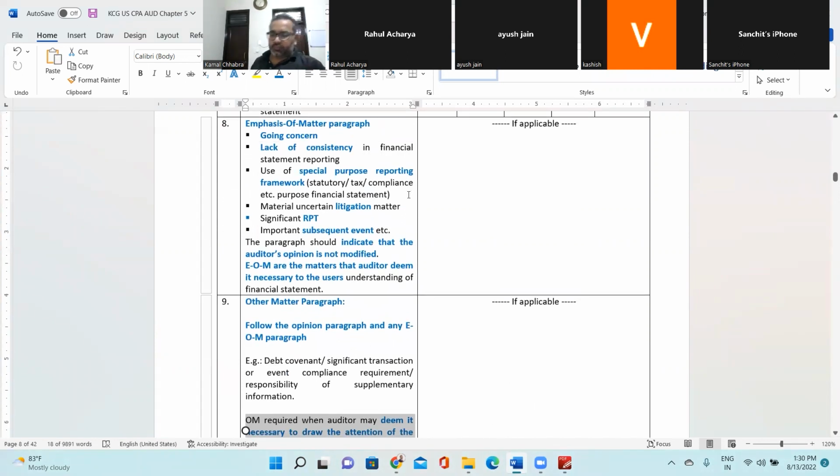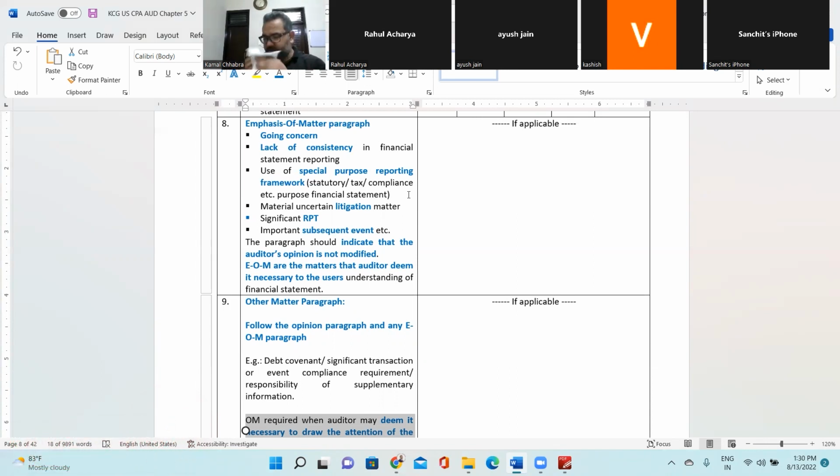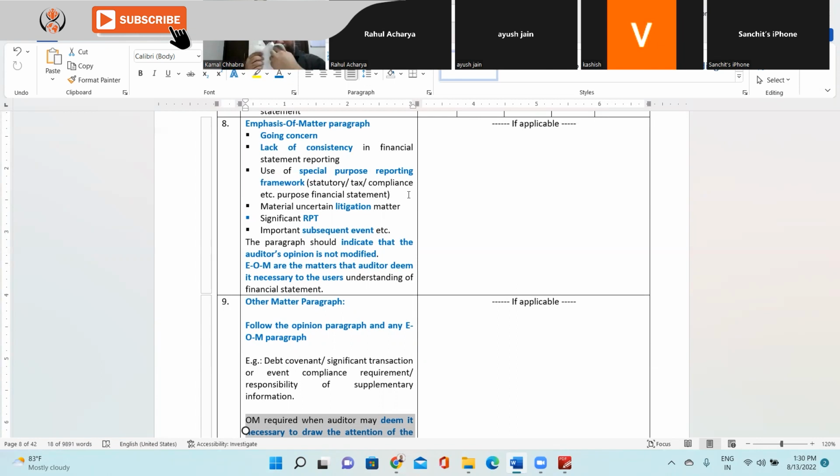In that case also, is there a possibility that we have an EOM and we don't have an other matters paragraph? Yes, there might be a possibility. It's not mandatory to have EOM or other matter. If you see here, I have clearly mentioned if applicable.